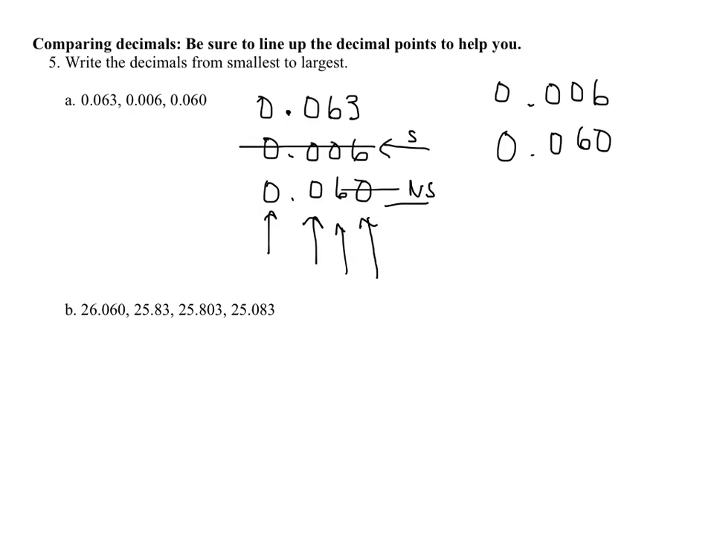and cross them off. And then last but not least, I know this guy is my largest. So small, medium, large. Okay? Okay, let's look at the next one. Well, I'm going to write all the numbers vertically because it's easier, and line up my decimal point.